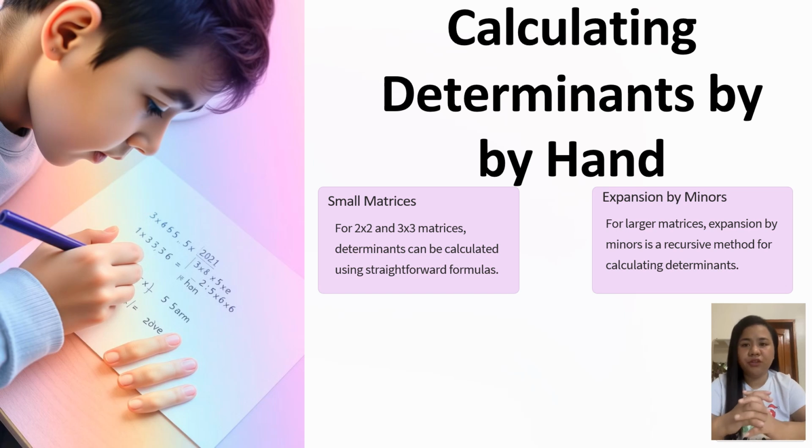Now, calculating determinants by hand, we have the small matrices. Small matrices refer to 2 by 2 and 3 by 3. If you have a matrix of size 2 by 2 or 3 by 3, you can directly solve it straightforwardly using the formula. But when we talk about expansion of minors for larger matrices, there are a lot of methods that you are going to use. Now, what are the modern methods that you are going to use in solving determinants?